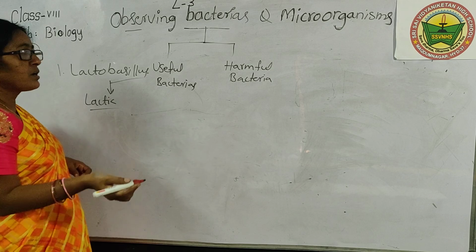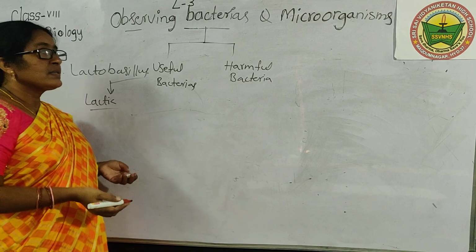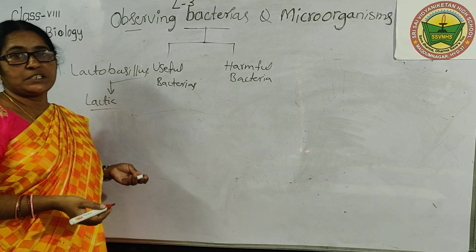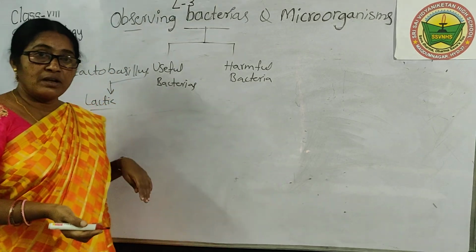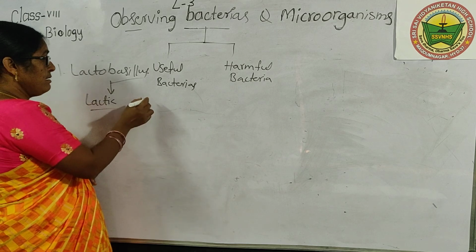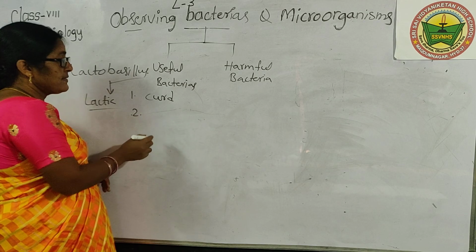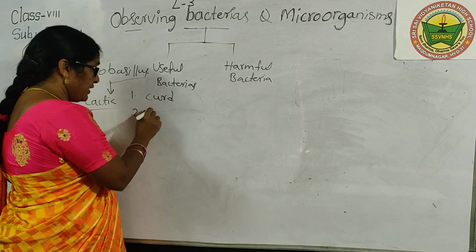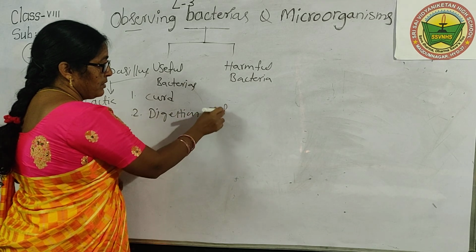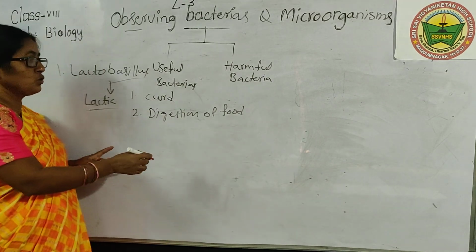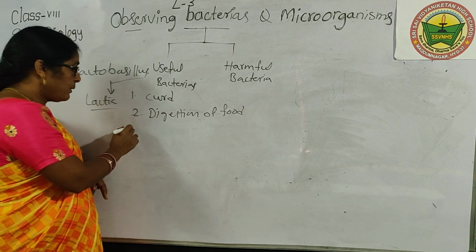And more useful bacteria. Another one: some bacteria live in our digestive system. They are helpful for the digestion of food, which makes them useful bacteria. The first useful bacteria are those prepared for curd. The second are those used for digestion of food. Such types of bacteria belong to useful bacteria. So curd and digestion of food, and more.